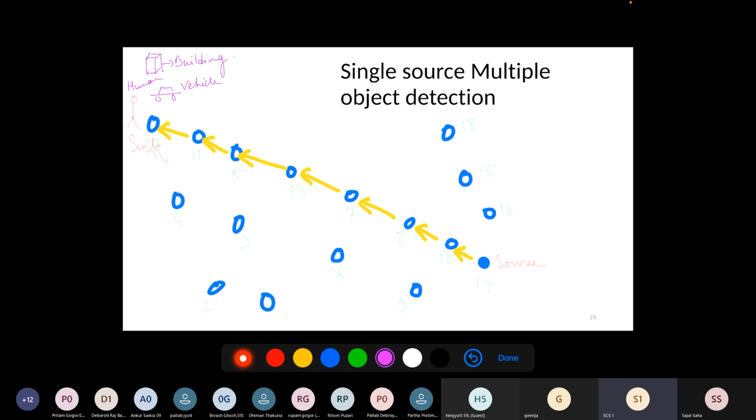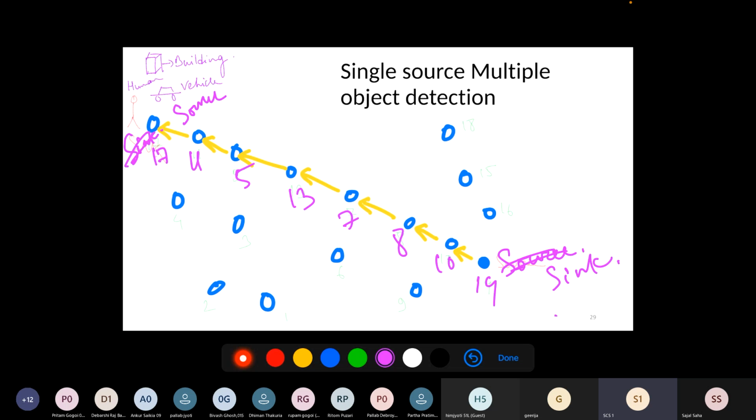Can you see the next slide? Single source and multiple object detection. Yes. Next slide. Well, at source 17, instead of a single object, there are other objects also. There is a vehicle that is moving, and a building that is not moving. Now 17 has multiple objects.